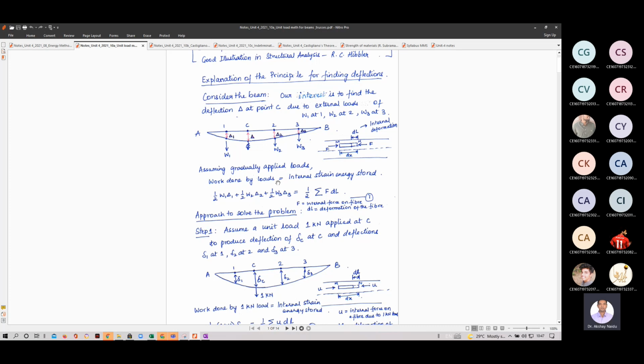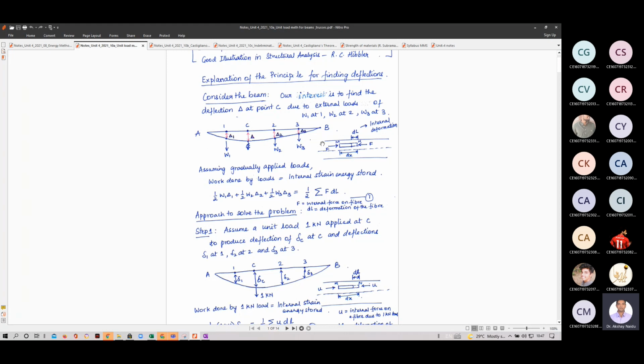The proof is explanatory. What we are doing is, work done by the loads is equal to the internal strain energy. So the work done by loads W1, W2, W3, all applied simultaneously but gradually, will be half W1 delta 1, half W2 delta 2, half W3 delta 3.